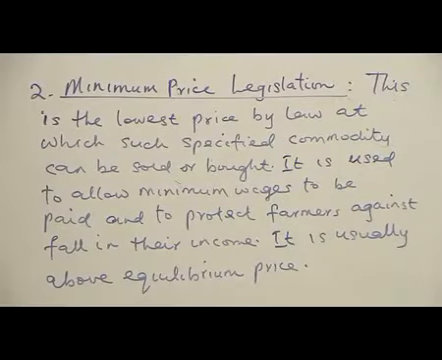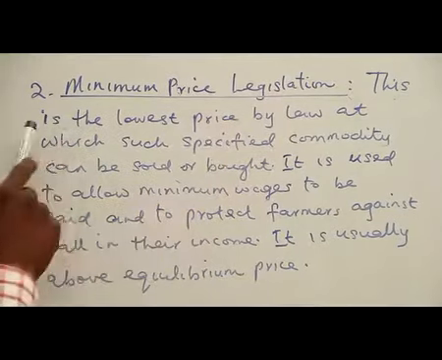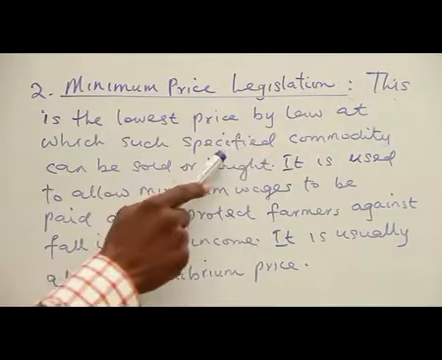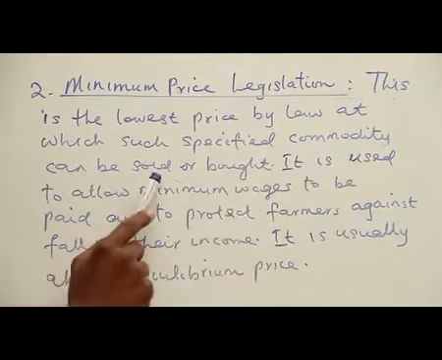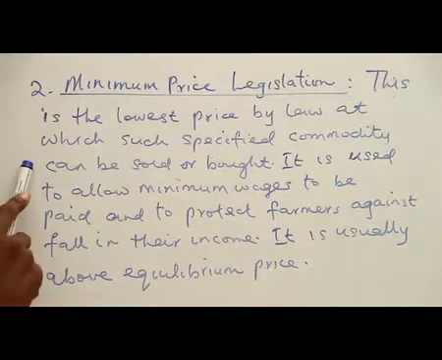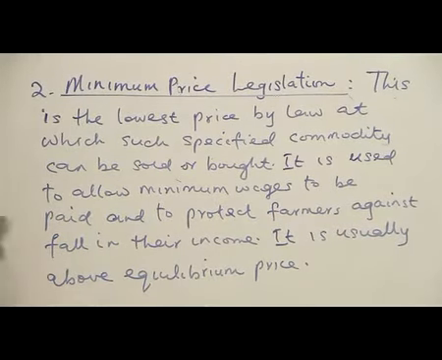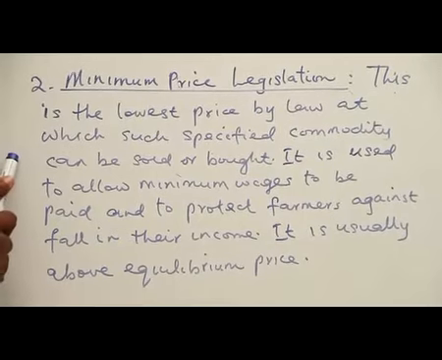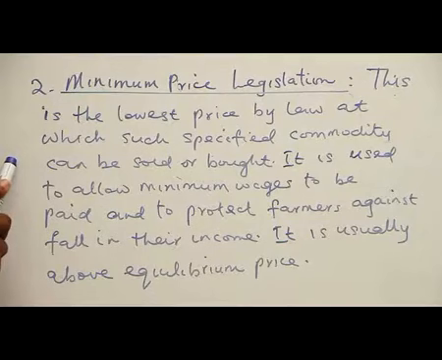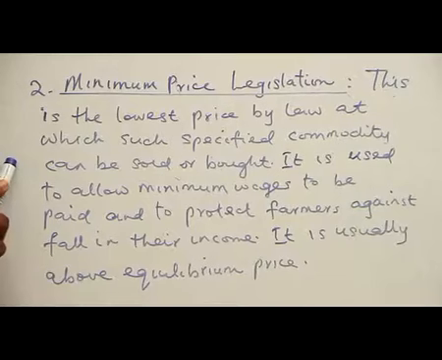The second one, minimum price legislation, that we can also call minimum price control. This is the lowest price by law at which a specified commodity can be sold or bought. What we are saying here is that government can decide to put a price on a commodity or commodities that are essential in order to protect the farmers. Not only that, maybe determining the wages and salaries to be paid to employees.